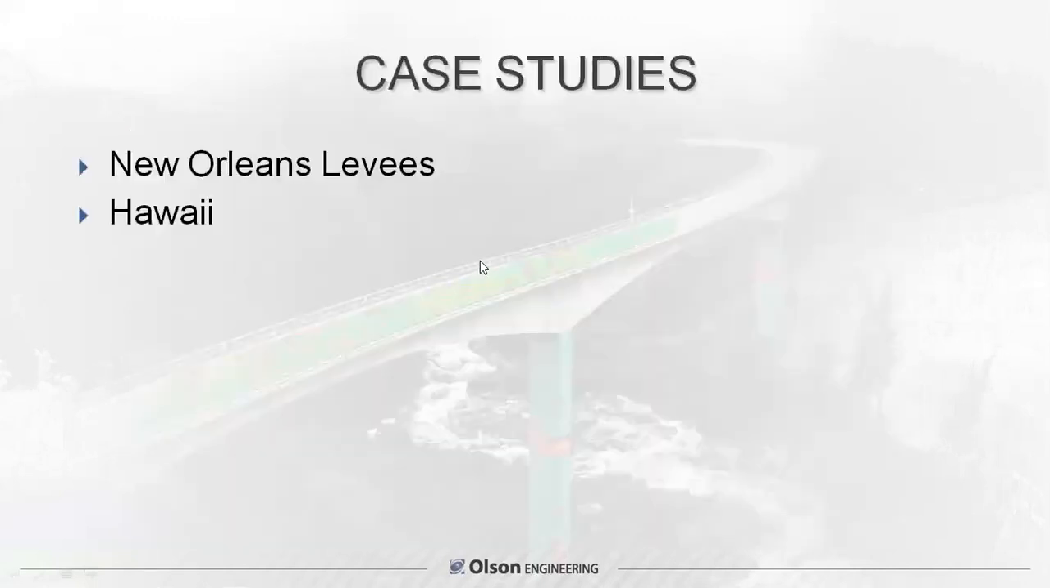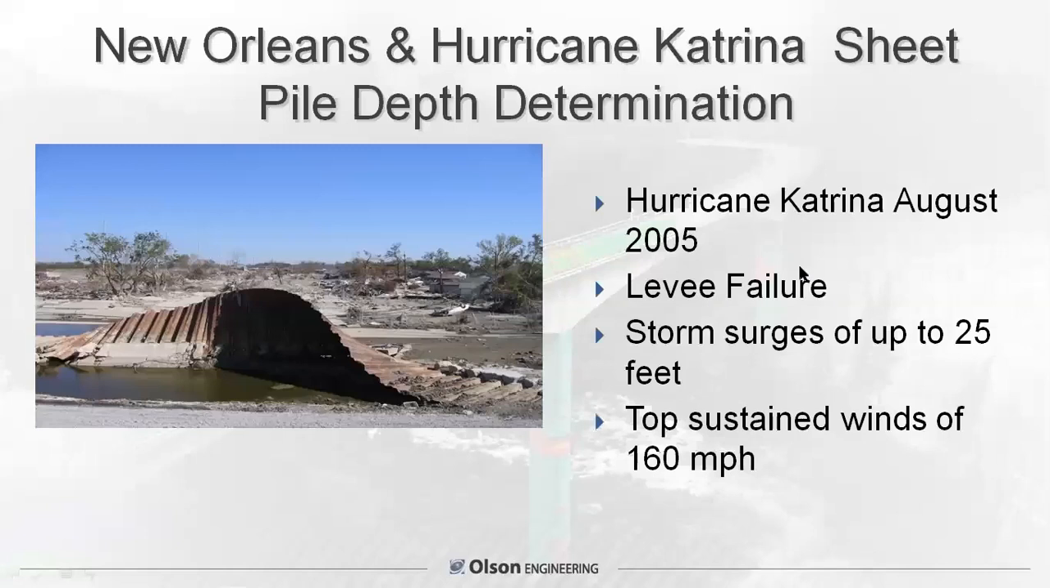Let me show a couple of case studies of parallel seismic. We'll start off with the levees in New Orleans. This was after Hurricane Katrina. This is a sheet pile wall, and used to be embedded in a levee. It has a short concrete wall on top. And the concern was in areas that were not washed out like this, how deep was this sheet pile? And were the sheet piles of adequate depth?